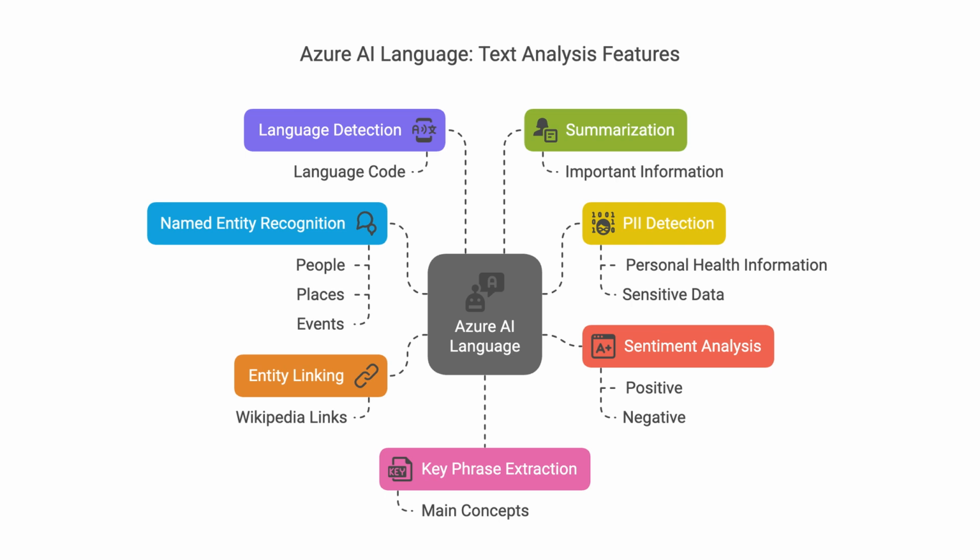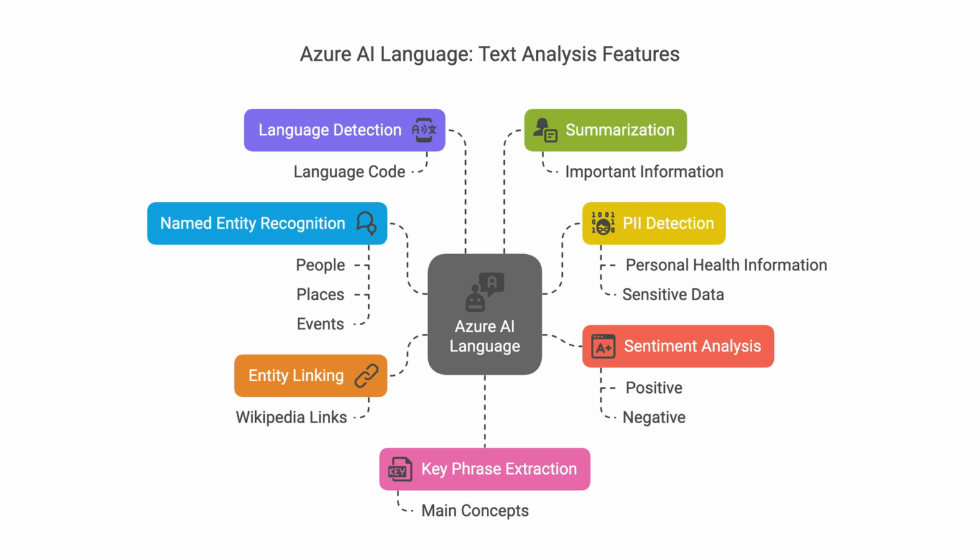Gauging the underlying feeling or opinion expressed is the role of sentiment analysis, classifying text typically as positive or negative. Crucially, in today's data-sensitive world, PII detection identifies personally identifiable information, such as personal health details or other sensitive data, enabling compliance and privacy protection. Each of these features relies on sophisticated models trained to recognize complex patterns within the text.